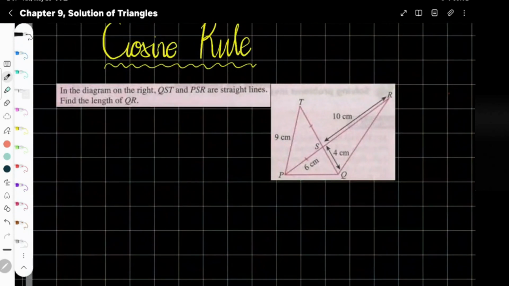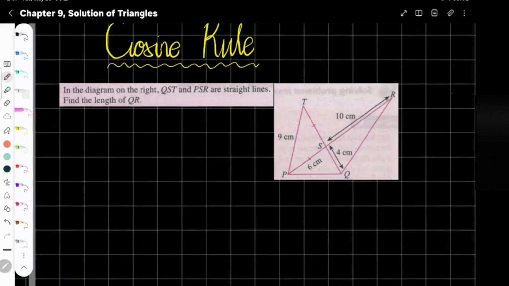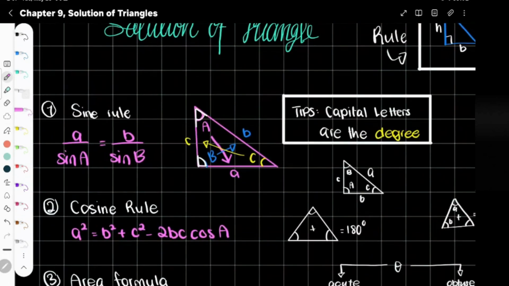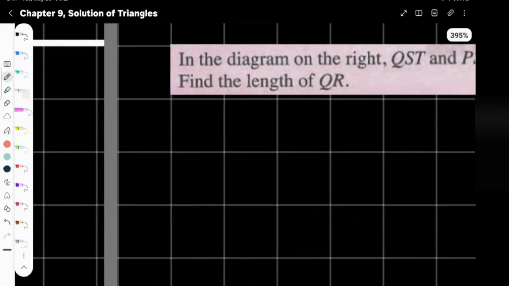Now let's use the cosine rule. Let's introduce ourselves with the cosine rule. The cosine rule looks intimidating, but it's not intimidating. Just to remind you, this is the cosine rule: a square equal to b square plus c square minus 2bc cos A. So let me just write again, just so that it's not confusing. a square equal to b square plus c square minus 2bc cos A.